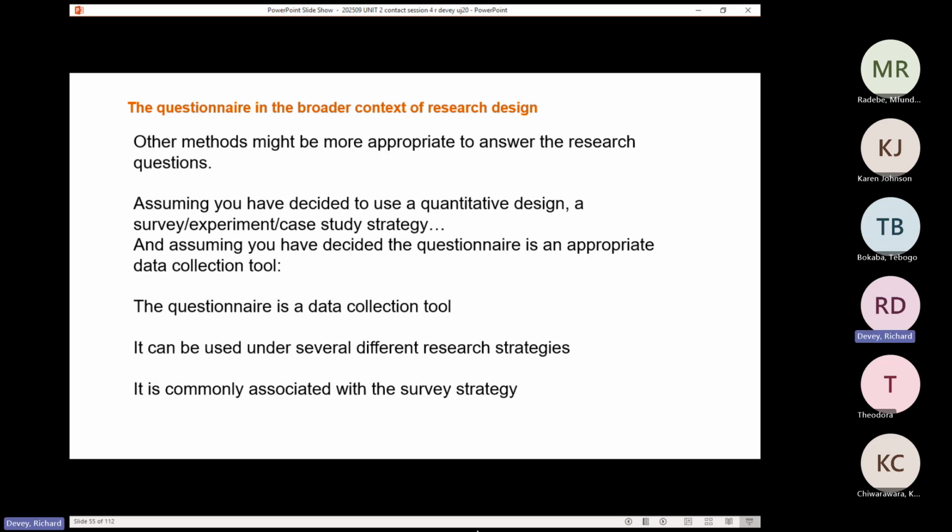So there's different contexts or different strategies where we can use a questionnaire, and it's commonly associated with the survey strategy, also with experimental designs. So it's the psychologists, for example, or even people in education might be doing some kind of intervention where you've got a pre and a post intervention. So you might be measuring a variable before the intervention and after the intervention. So that would be an experimental design. And you can use questionnaires to measure indicators before and after the intervention. So it's not just used in a survey context.